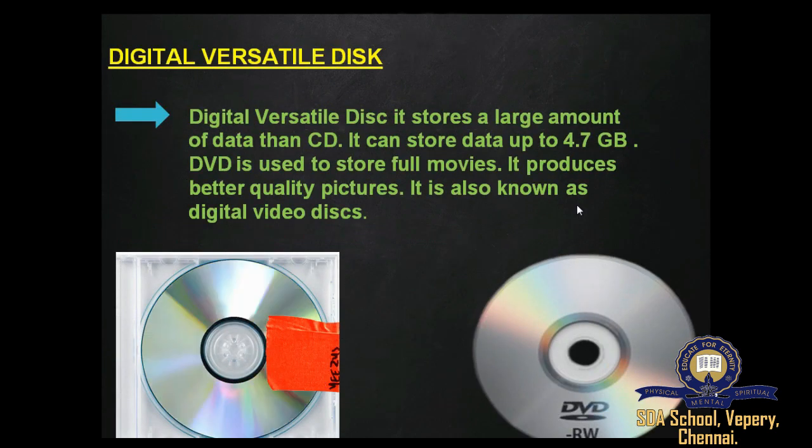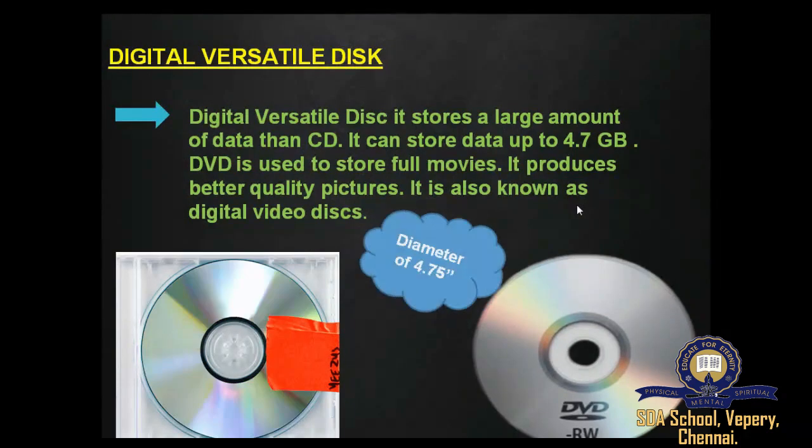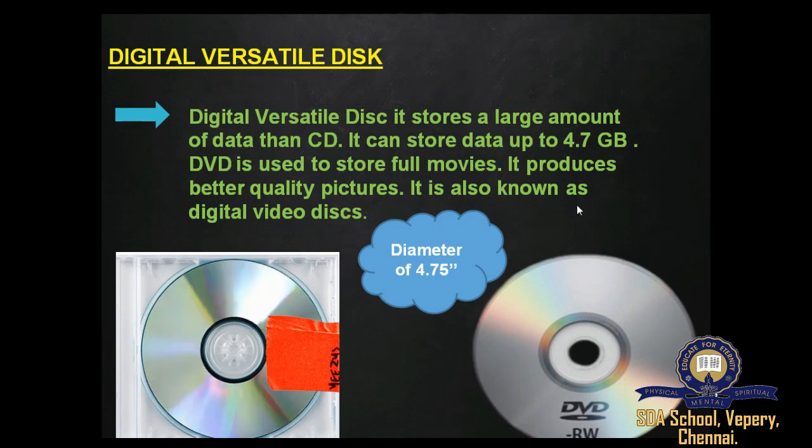Now, DVD. DVD is called digital versatile disc. It stores a larger amount of data than CD. It can store data up to 4.7 gigabytes. DVD is used to store full movies. It produces better quality pictures, and it is also known as digital video disc. It is a silver colored disc with a diameter of 4.75 inches.